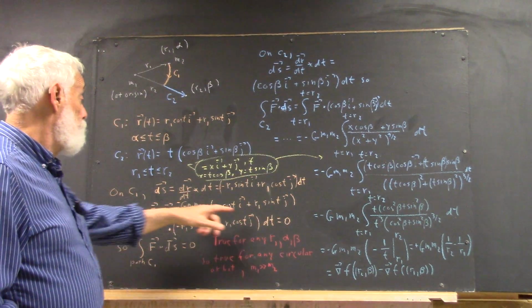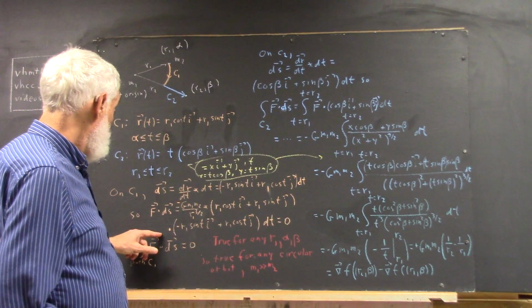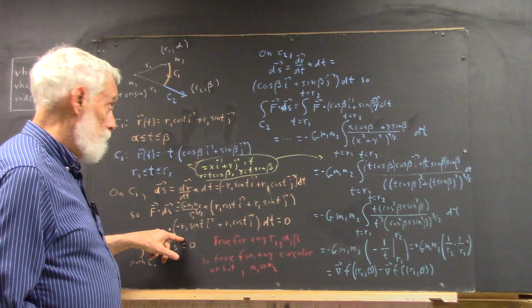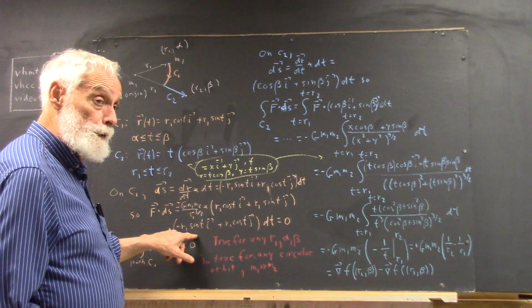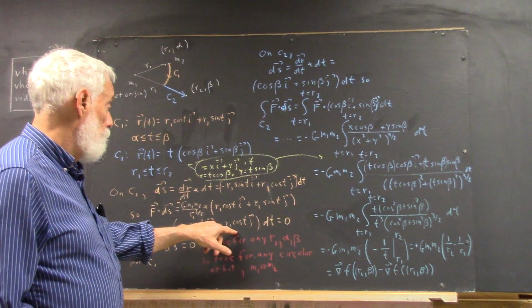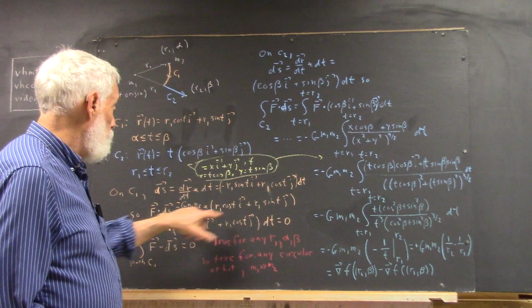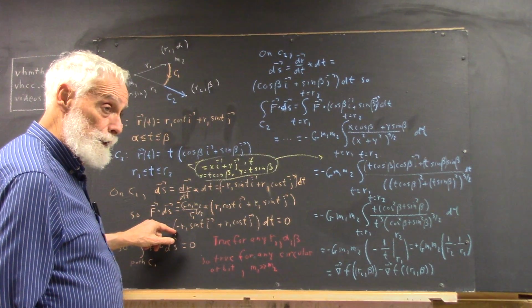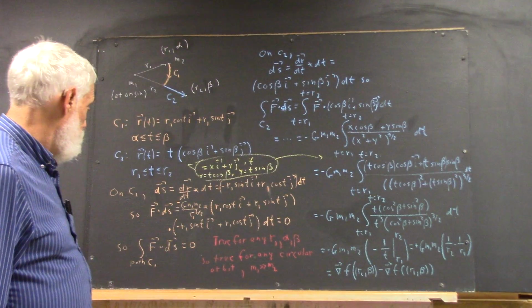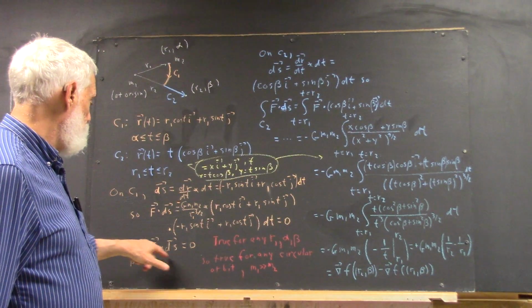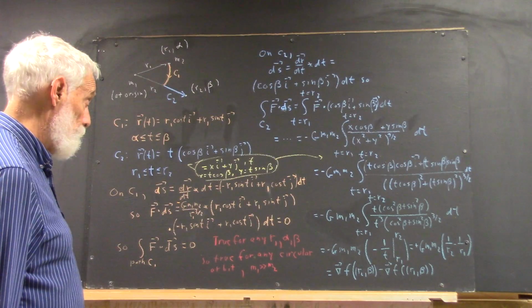But anyhow, it's this, and it's going to be dotted with our ds. And look at what happens. We have a cosine t here and a sine t here, a sine t here and a cosine t here, R1's on everything and a negative sign here. The dot product is going to give us 0. So we conclude that over path C1, f dot ds equals 0.